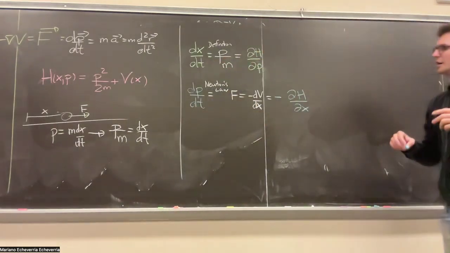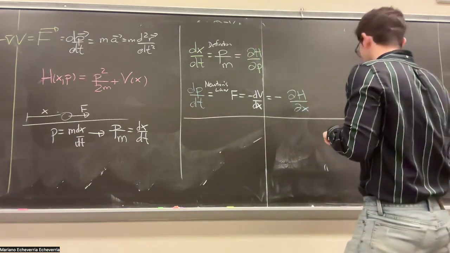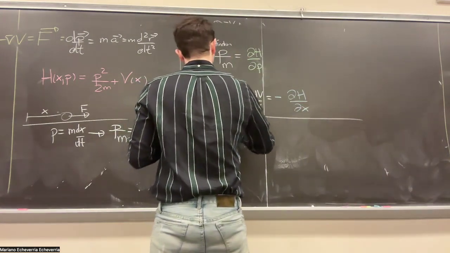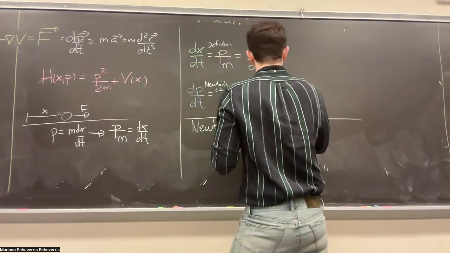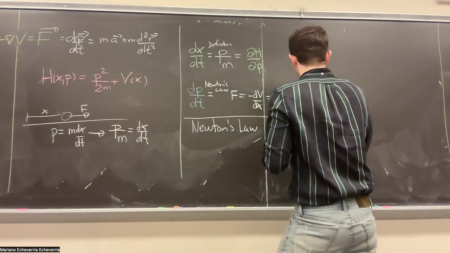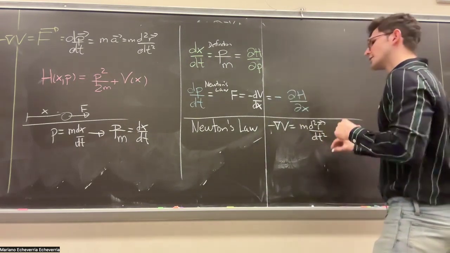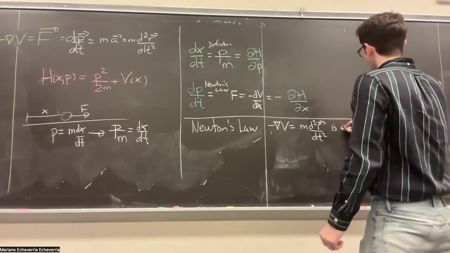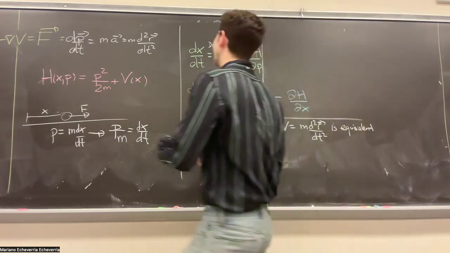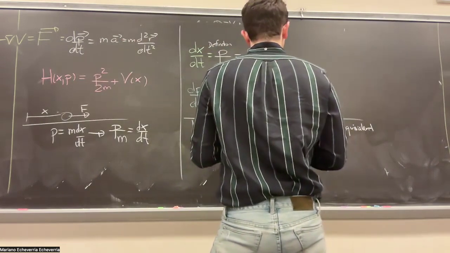So what I'm trying to say is that Newton's law, right? Minus the gradient of B equals M times the second derivative of R with respect to T. The same will happen when there's more than one variable, but I'll rewrite it in a second.